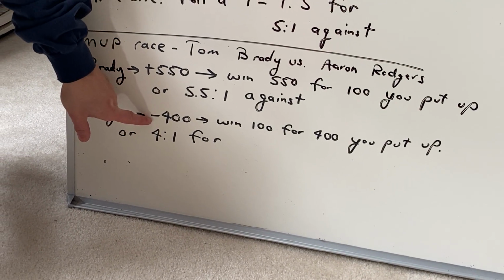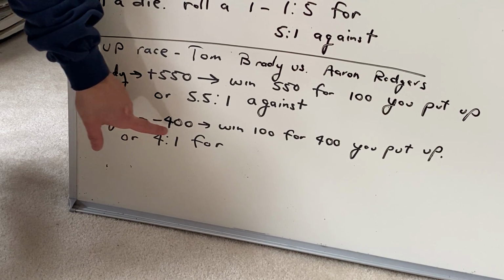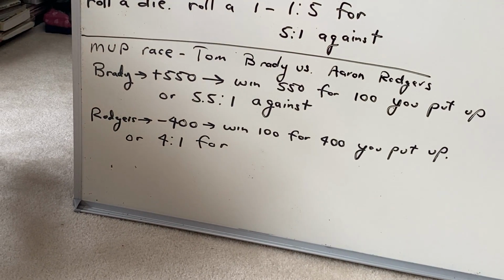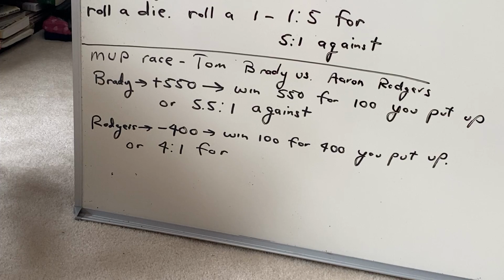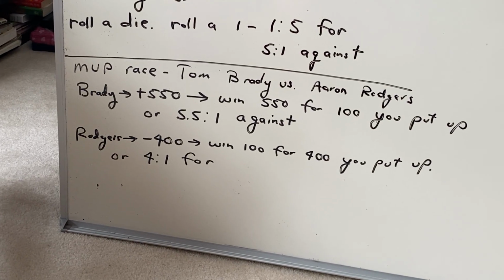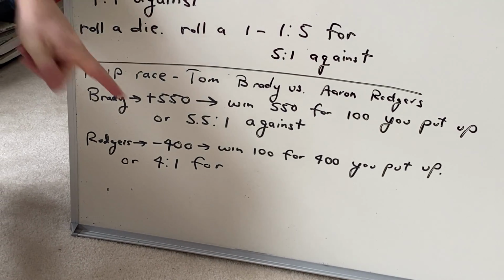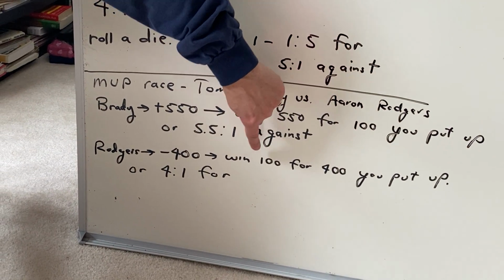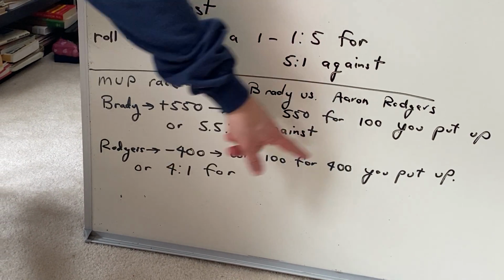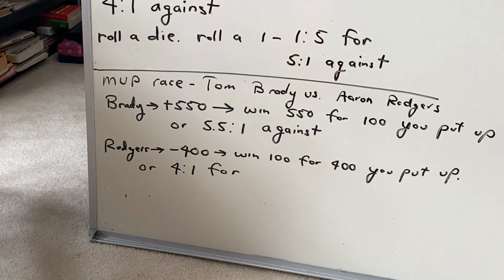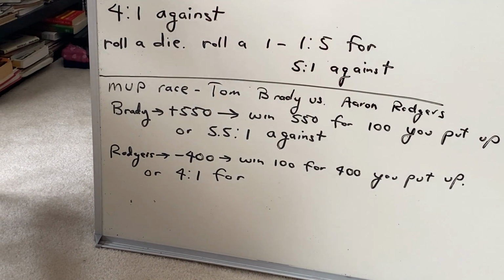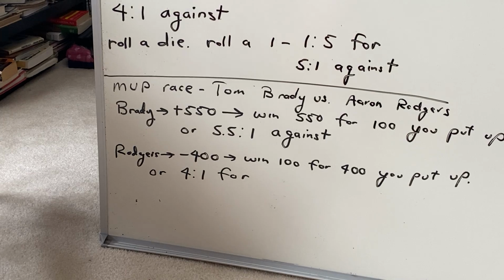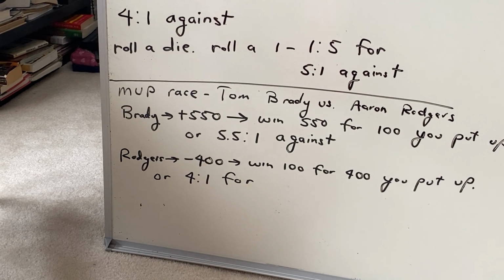Aaron Rodgers, he's actually a minus. This is a minus sign here, minus 400. Actually, that translates into a pretty big favorite, where it means for every 400 you put up, you win 100, okay? Or, you can reverse, it doesn't matter which order you say that in. But you've got to lay more money to win essentially less money.